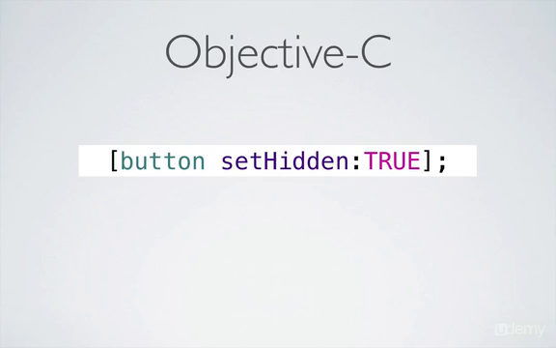If you guess that it hides a button, you're right. Let's break down this line of code. Objective-C messages are enclosed in brackets and end in a semicolon. The first part of the message is the object. In this case, that's the button.